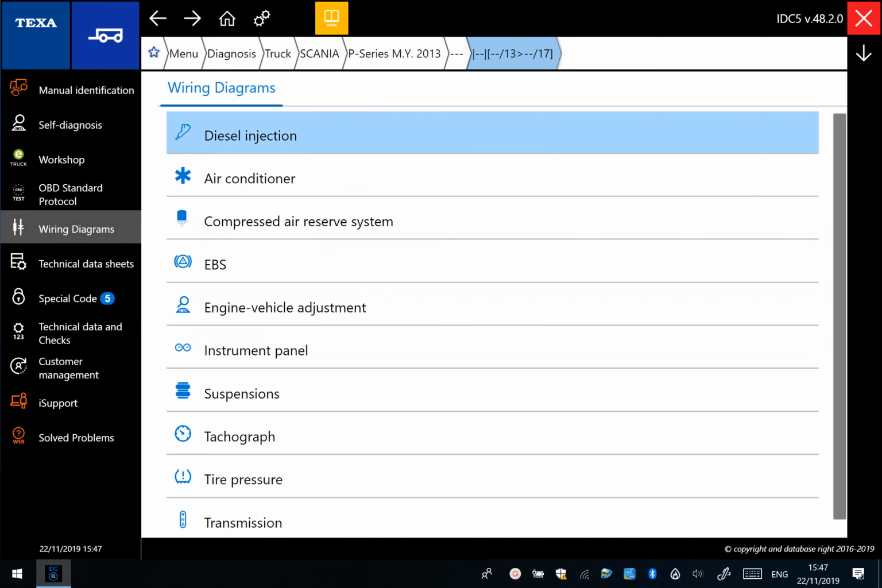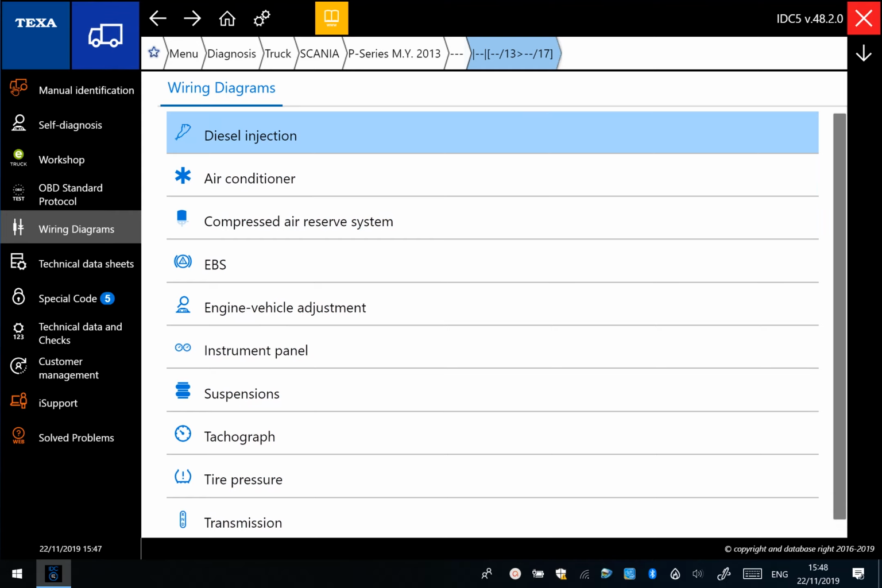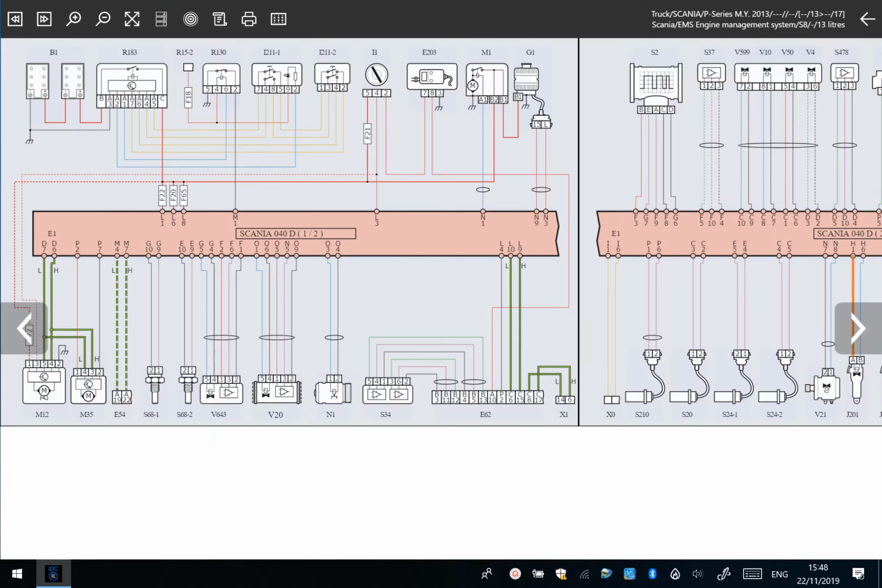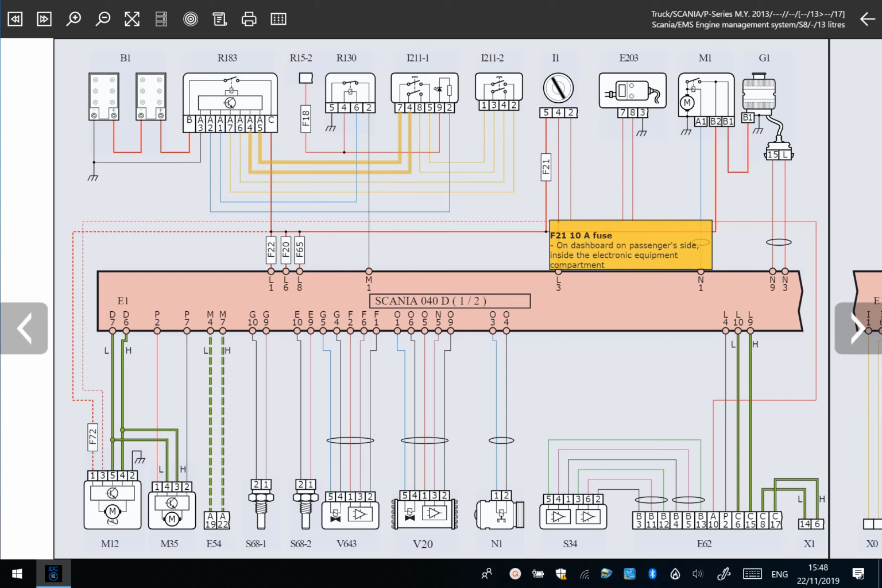Wiring diagrams is the other important one. Again, we've got wiring diagrams on all these systems. So again, we'll click on the engine. We'll pick one at random. Like I said, I'm not 100% sure what you have. So these are all interactive wiring diagrams made by Texa, listing out all the components. You can see as I move the cursor along, there's a lot of connection information there.